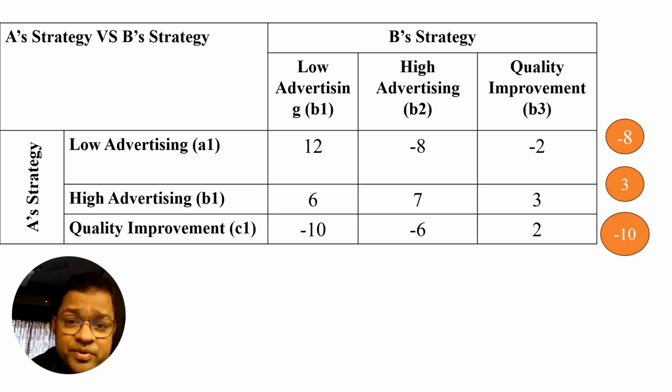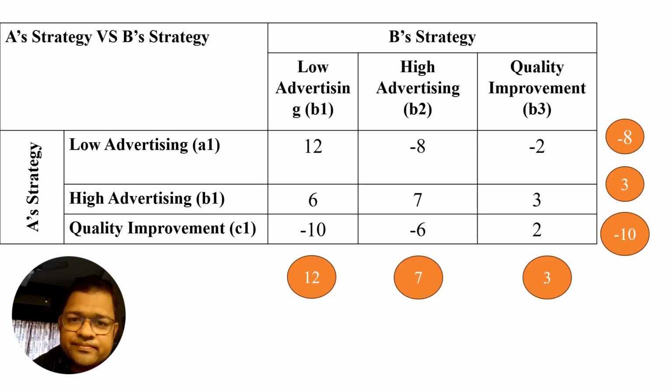B thinks that if he goes for the low advertisement, B1, then which strategy taken by A will impact more? That means in which strategy A will gain more, that is the conservative approach, so A may take the A1 strategy. Similarly, if B takes the B2 and B3 strategies, A will take the respective strategy. In this way, just mark on the right side of the column: -8, 3 and -10. Out of the 3 strategies, in which strategy will A get the maximum market share? That is the high advertisement, where A gets the maximum, that is 3.